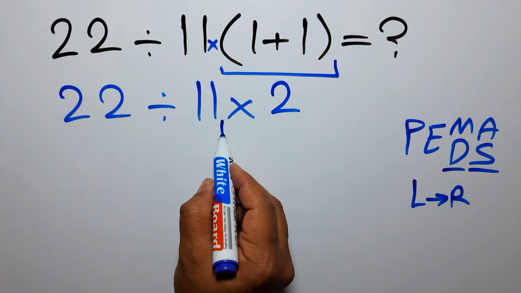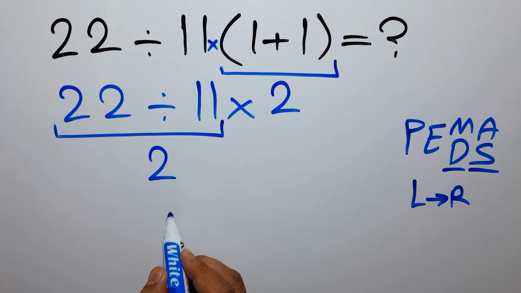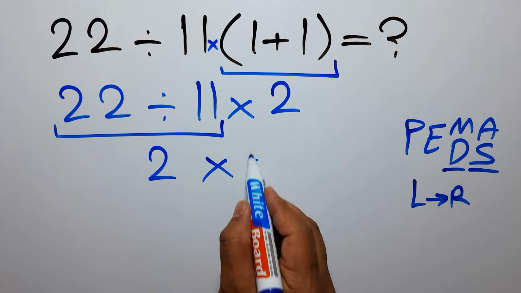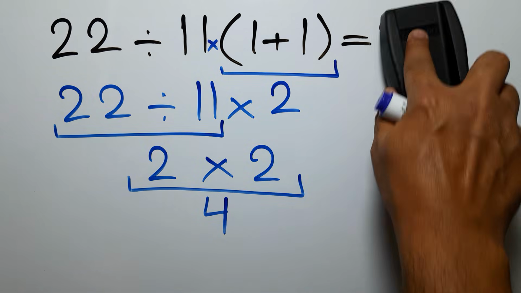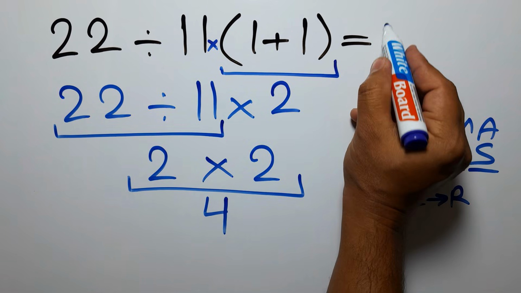22 divided by 11 gives us 2. So we have 2 times 2, which equals 4. And this is our final answer to this problem. The correct answer is 4.